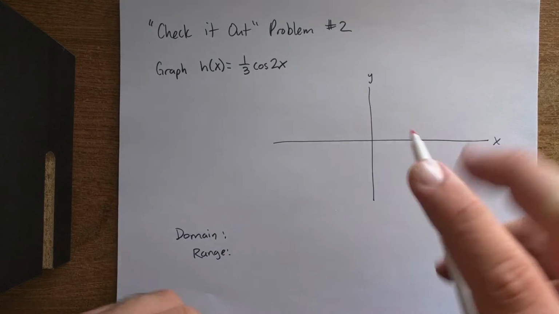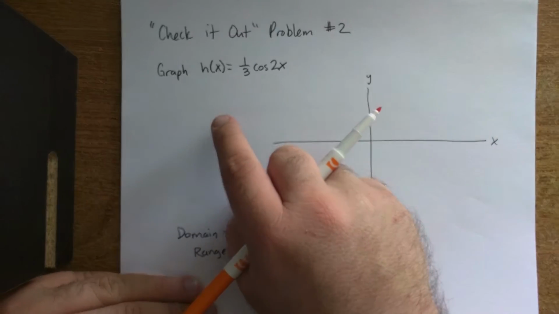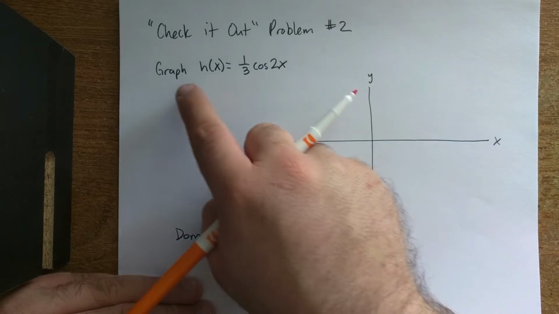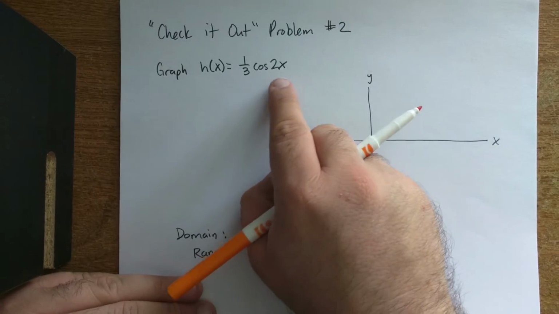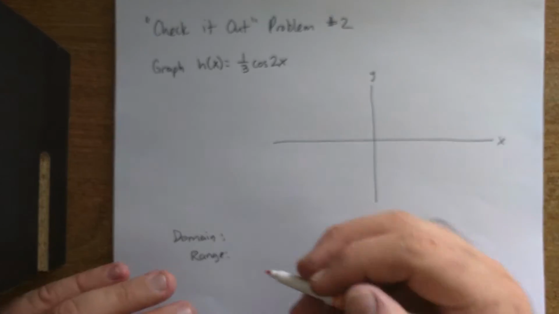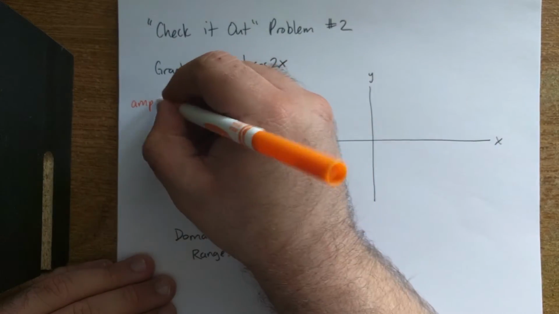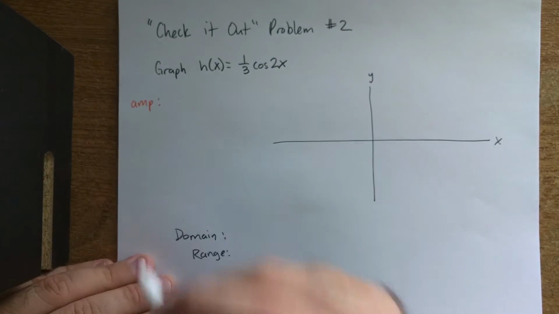Okay, the first thing I had you do after you copied notes out of the book in class was write down this problem. So we're going to graph h of x equals 1/3 cosine 2x. What we had to do is find the amplitude and the period. I'm going to abbreviate amplitude as amp.